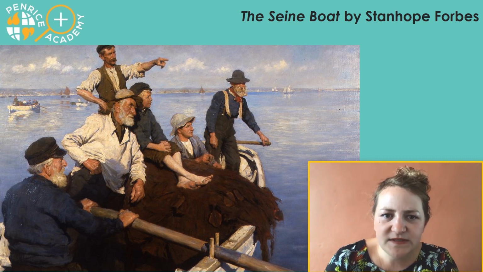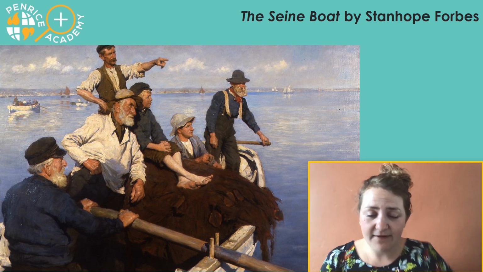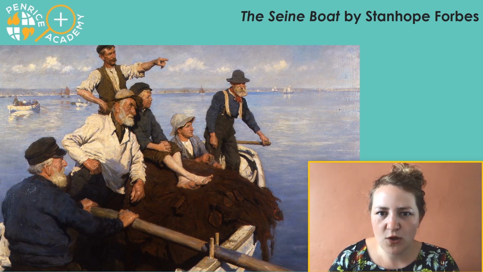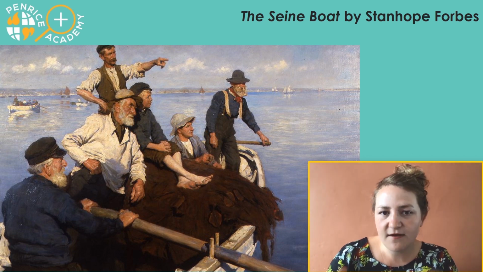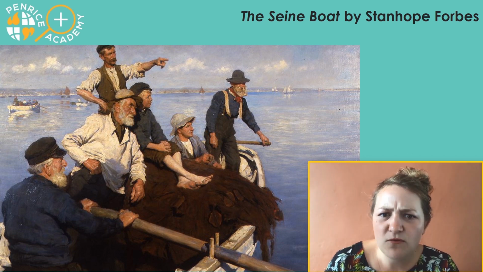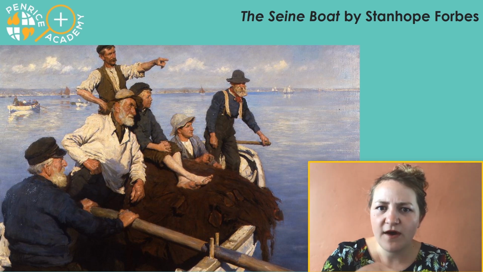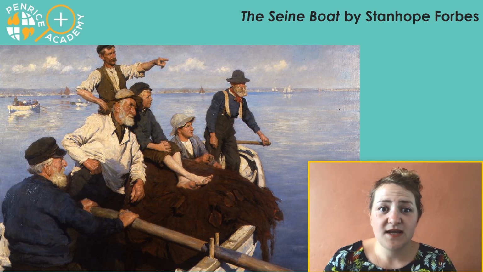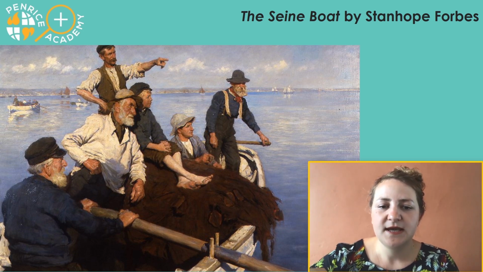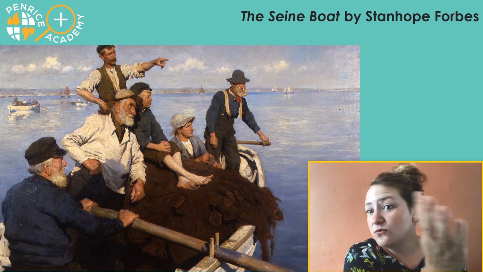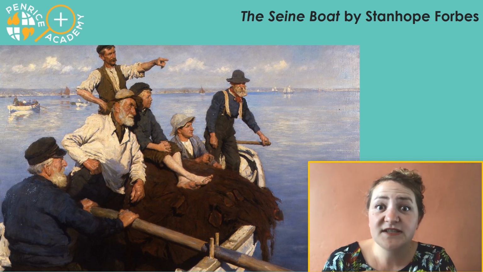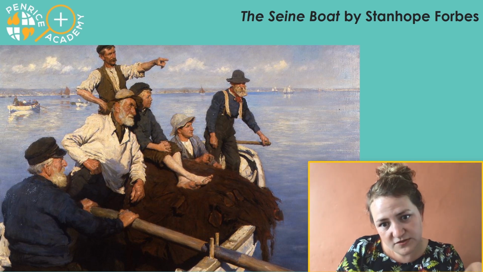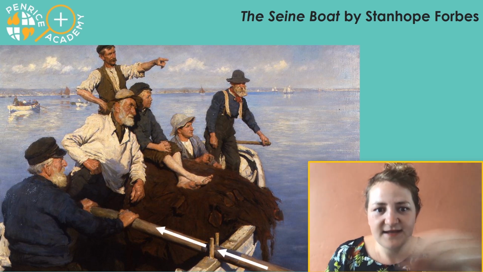So the guy who's standing up and pointing, he's looking out with his hand on his hip. He thinks he can see a big old shoal of fish, so he'd see the surface of the water starting to shimmer. And they're all looking, can we see it as well? The guy at the front is starting to steer towards it. And what Stanhope Forbes is doing is really clever. What he's trying to do is make the eye look the whole way around the painting. So if we start in the bottom right hand corner where that big wooden strip is that the man is holding.